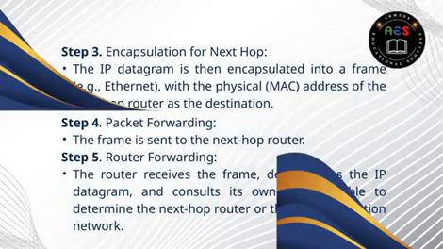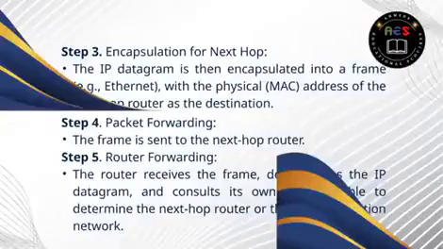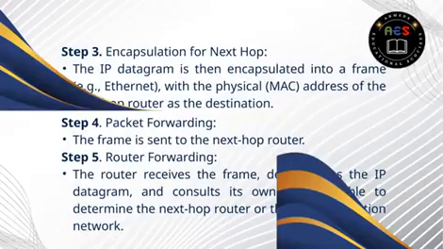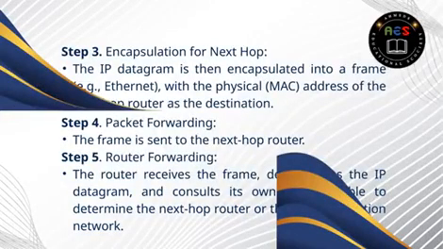Then in step 5, the router receives the frame. It decapsulates, meaning it removes the Ethernet frame to get back to the IP datagram. The router then checks its own routing table to decide where to send the packet next. It could be another router if the destination is still far away, or it might be the final destination network. These steps are fundamental to how data travels across networks. They show the seamless process of encapsulation, transmission, and routing decisions that keep our communications moving efficiently from source to destination.